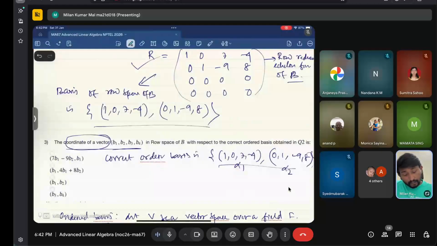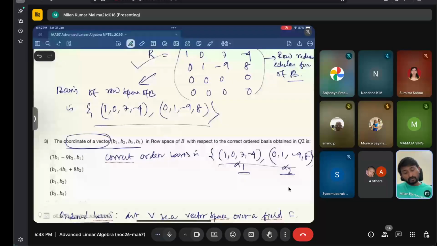Now, if one wants to get b1, b2, b3, b4 from these two terms, what can you say? You at least need b1 alpha 1 plus b2 alpha 2. So in that case, what will it be? b1, b2, 7 b1 minus 9 b2, minus 4 b1 plus 8 b2. I hope I'm correct. Yeah, I'm correct. So whatever this term is, that doesn't matter. If you want to get b1 in the first place and b2 in the second place, you have to get the linear combination this way. Okay, so this is the main point. So with respect to these two bases, what will be the coordinate vector?